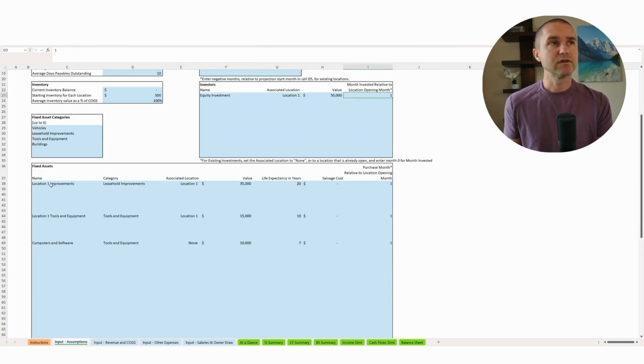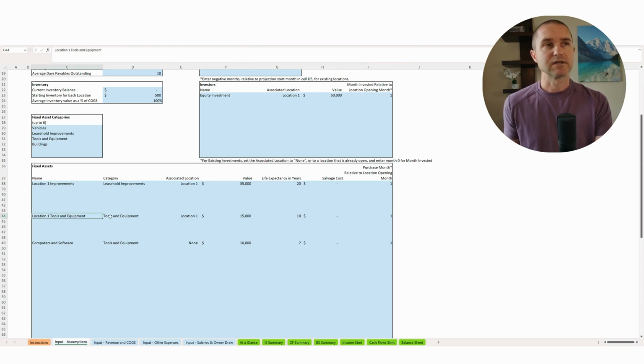And then we're going to have a few different fixed assets. So let's say we're going to rent some space for an office or maybe a warehouse. And we're going to call that leasehold improvements. We're going to have to make some improvements to the space, $35,000. And we can associate that with location 1 here. Life expectancy, 20 years. This is just what we use to calculate depreciation. You could probably just leave that at 20 years for leasehold improvements. And then you purchase that in month 1, or basically at the startup of the business, you're paying for that.